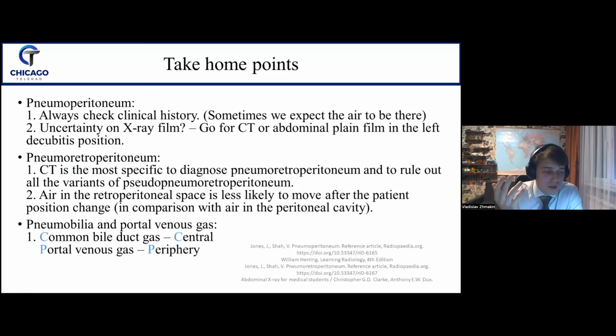So if we compare pneumoperitoneum and pneumoretroperitoneum, just try to change the position of the patient. If gas moves, then it's probably a gas in the cavity, so it's probably pneumoperitoneum, not pneumoretroperitoneum. And regarding pneumobilia and portal venous gas, I put here just a mnemonic, even though I'm not a big fan of mnemonics, and I decided to remember just the mechanism that bile goes from the periphery to the center, and venous blood flows from the center to the periphery.